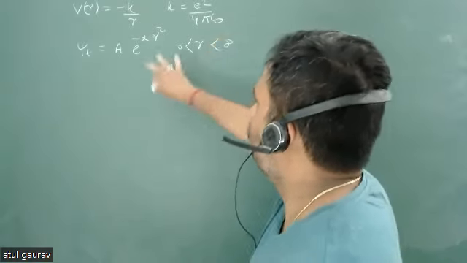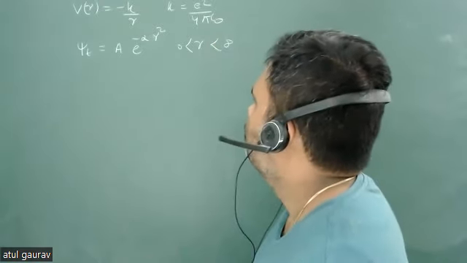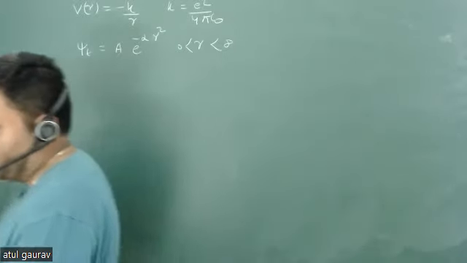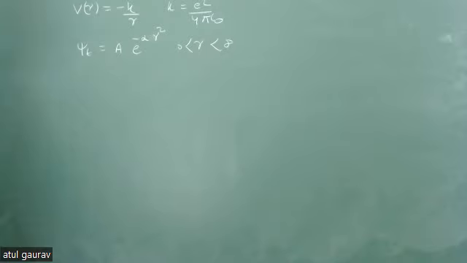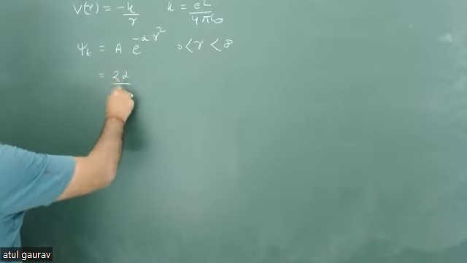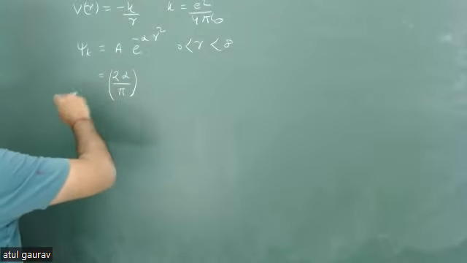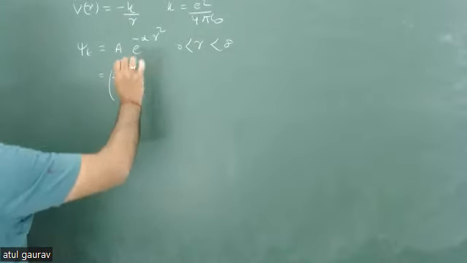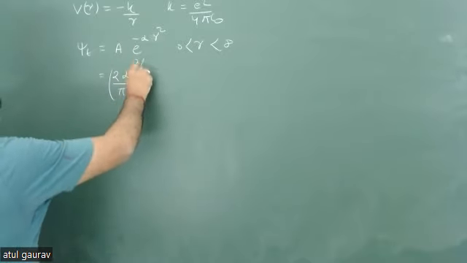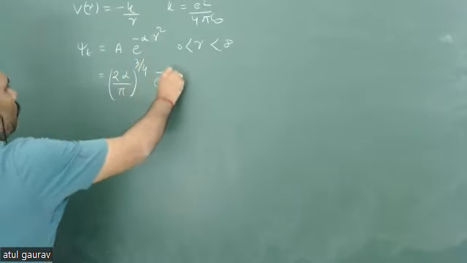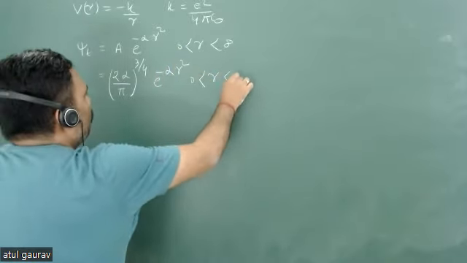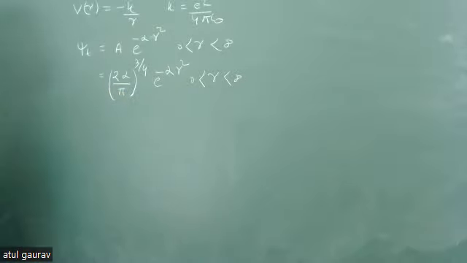And this is in spherical polar coordinates. What is the value of a here? Alpha by pi. Yes, very good, what will it be? 2 alpha by pi whole to the power 3 by 4. Very good. 3 by 4 e to the power minus alpha r square, where r is between 0 to infinity. 3 by 4 alpha, why?